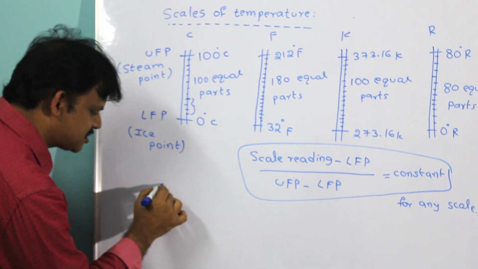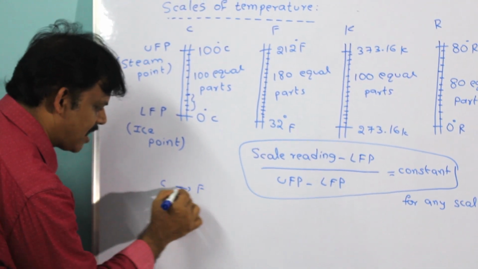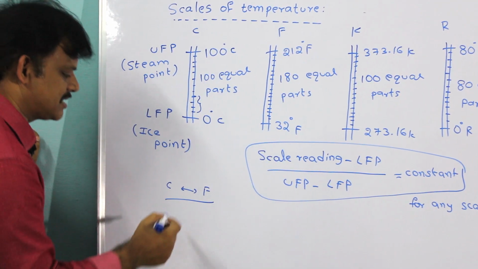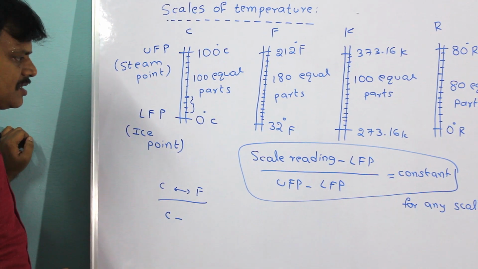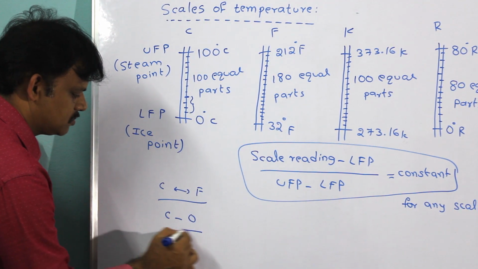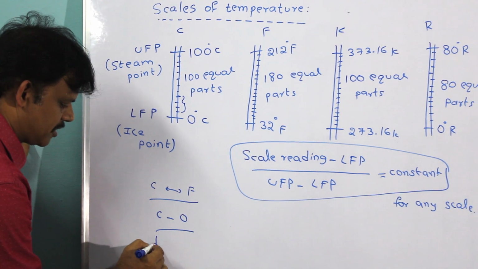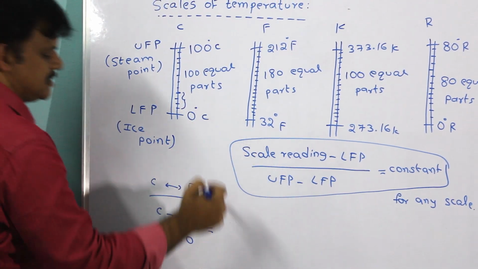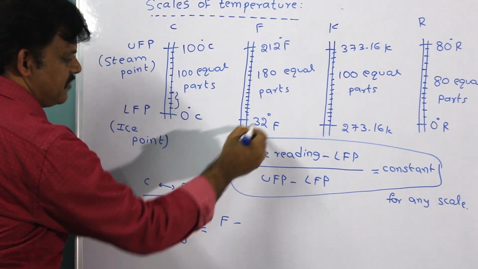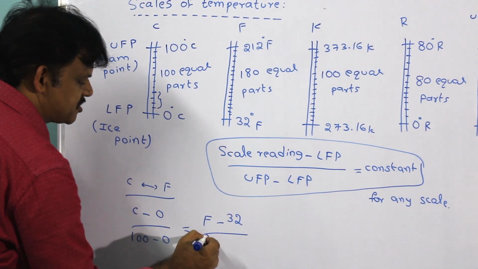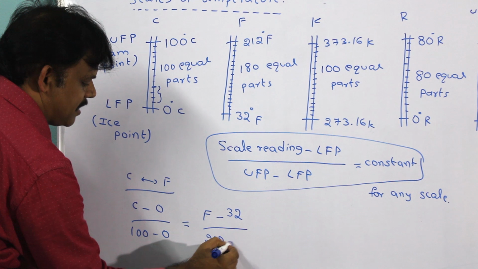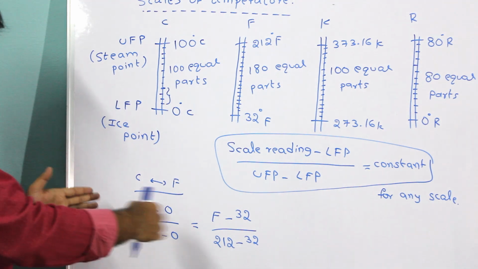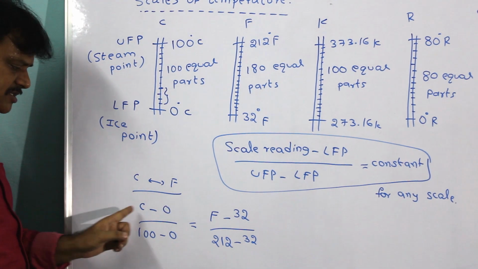Now let me derive the relation between the Celsius scale and the Fahrenheit scale, or Fahrenheit to Celsius. So the scale reading in Celsius scale, let C be the scale reading. C minus lower fixed point 0, by upper fixed point minus lower fixed point, that means 100 minus 0, is equal to, in the Fahrenheit scale, let F be the scale reading, lower fixed point is 32, upper fixed point is 212 minus lower fixed point 32. I am equating these two because I want to derive the relation between Celsius and Fahrenheit.